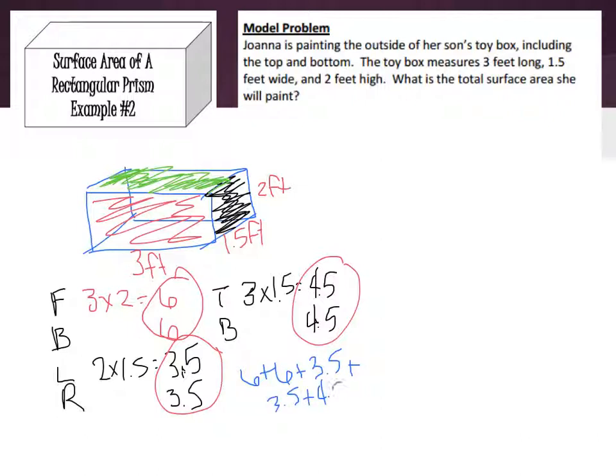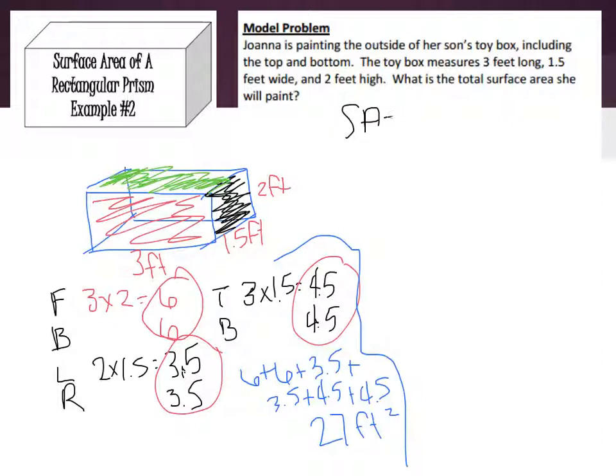that measures 27 square feet. So the total surface area of this toy box is 27 square feet. She would have to buy enough paint to cover 27 square feet. Now we're going to do the same thing, but I'm going to use our formula.